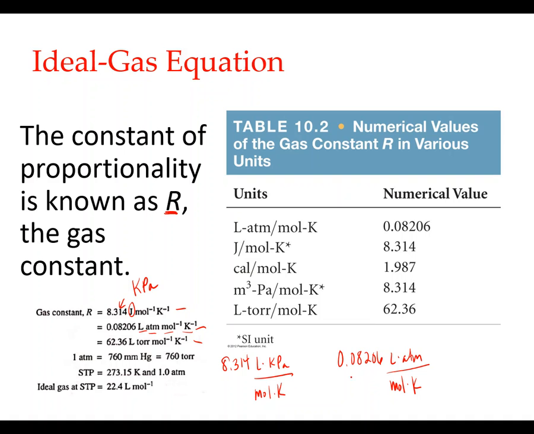This is a derived unit, and they make this have all different units in it because you need them to cancel when you do the calculations. The last one, 62.36, this is liters times torr, or millimeters of mercury, over moles times Kelvin. So you could also use millimeters of mercury here. That one is the same value because torr and millimeters of mercury are basically the same unit.